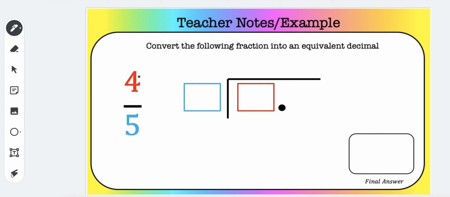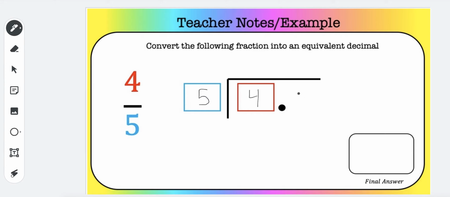We have a 4 in the numerator, so I'm going to write a 4 in this box. And the denominator is a 5, so I'm going to put a 5 out here. So we need to divide 4 by 5, right? Because that's what 4/5 really means.